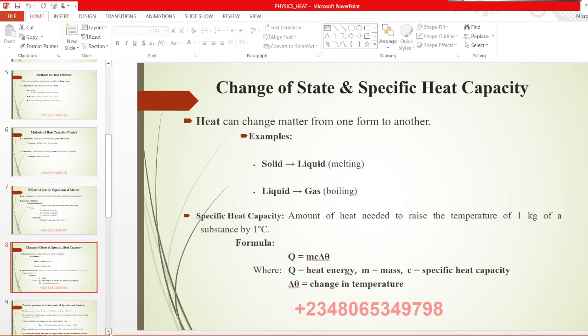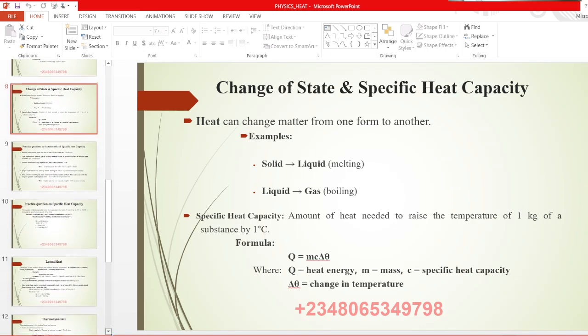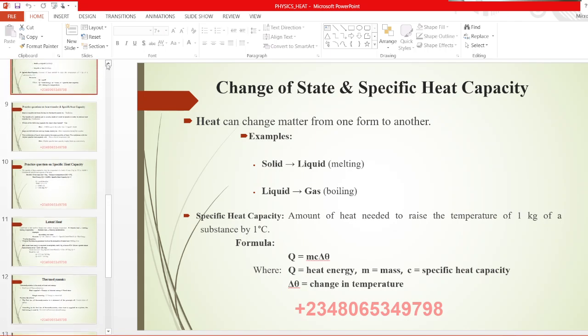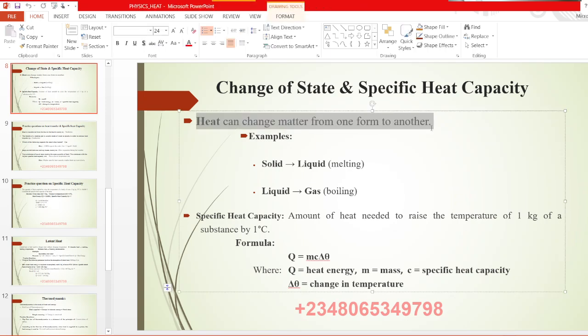It is very common for JAMB to ask questions about specific heat capacity. But we must understand that heat does not change its state. Just like in our previous topic on energy, energy only changes from kinetic energy to potential energy and from potential energy back to kinetic energy. It only changes from one form to another. Heat also changes from one form to another.